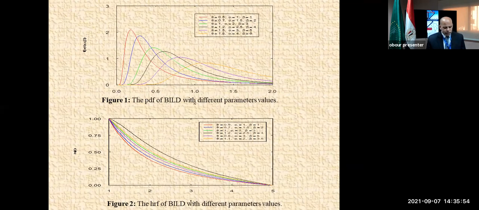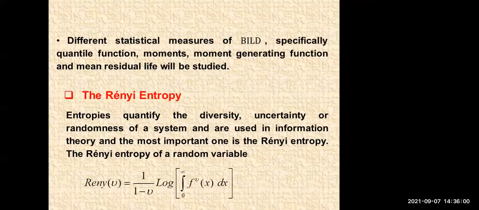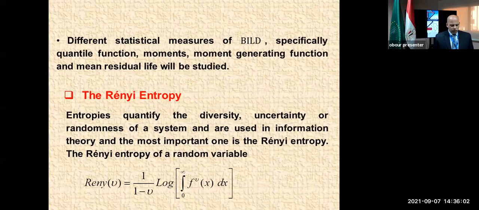Figure number 2 is the hazard rate function of the new probability distribution. The Renyi entropy of the proposed distribution: entropy quantifies the diversity, uncertainty or randomness of a system, and is used in information theory. The most important one is the Renyi entropy. The mathematical formula of the Renyi entropy is as shown.